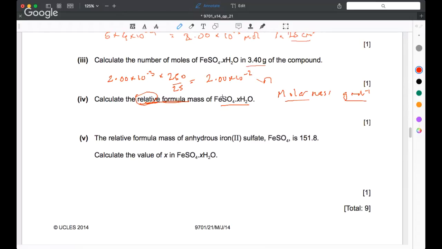So we know that there's 2 times 10 to the minus 2 moles. Well, let me just clear up that pen. I'm trying to write moles here.